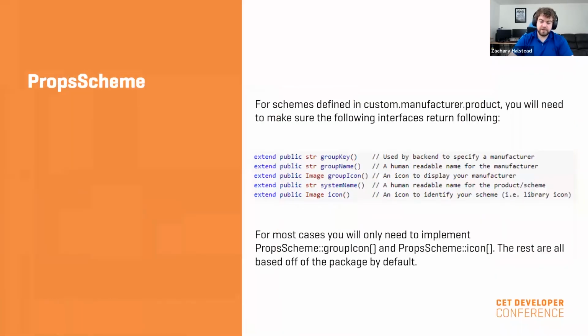So first up, for the prop scheme itself. For any scheme that is defined in a custom manufactured product, you will need to potentially override the following methods: group key, group name, group icon, system name, and icon. So by default, the only ones that you really actually have to override are group icon and icon, because the rest are based off of the package. So that's done at a base level at prop scheme. So unless you want to change that yourself to whatever you need it to be, it will be based off of the package instead.